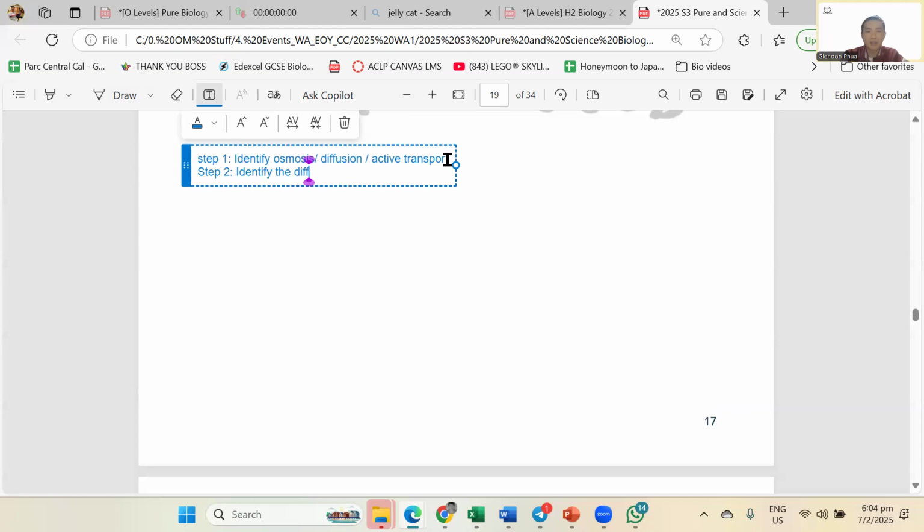Step 2. Identify the different regions, higher and lower. So you identify in the question which one is the higher water potential, if it's an osmosis question, and which one is the region that's a lower water potential. If it's a diffusion question, same thing. Which part is higher concentration? Which part lower concentration? Same for active transport. So you label all of these things first.